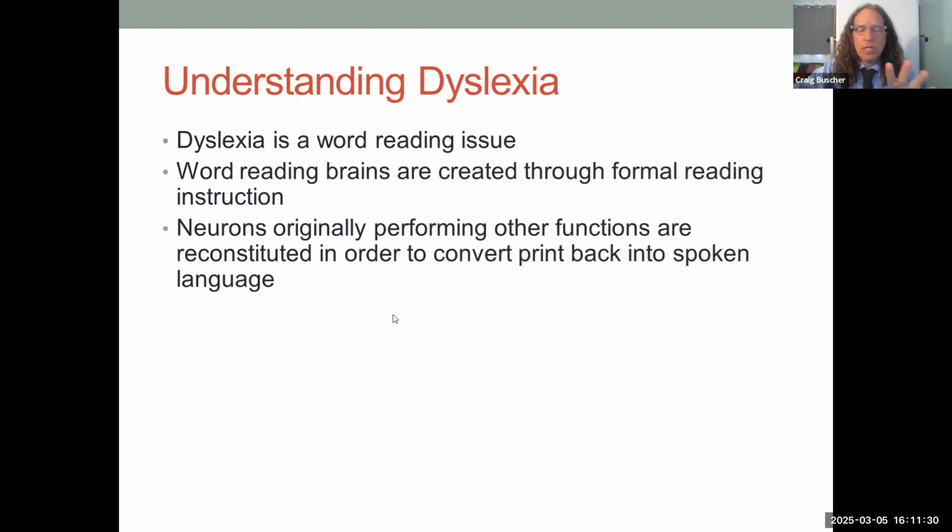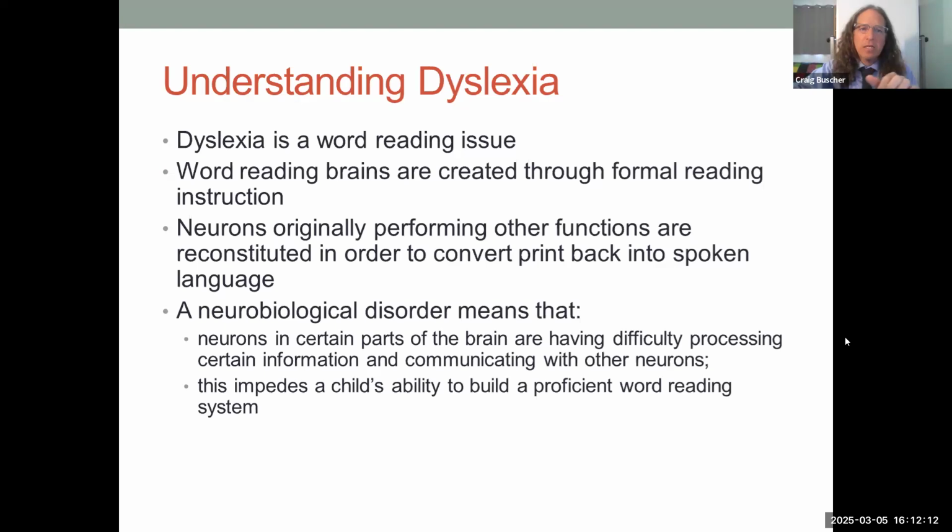So these neurons were designed to do other functions, and they get what we call reconstituted. These neurons now pick up this additional job of being able to read words, of being able to convert print back into spoken language. That wasn't their original job. So think about that in context of a lot of students who struggle in this word reading process. The struggle is with reconstituting these neurons and getting them to do this other job that they weren't naturally designed to do.